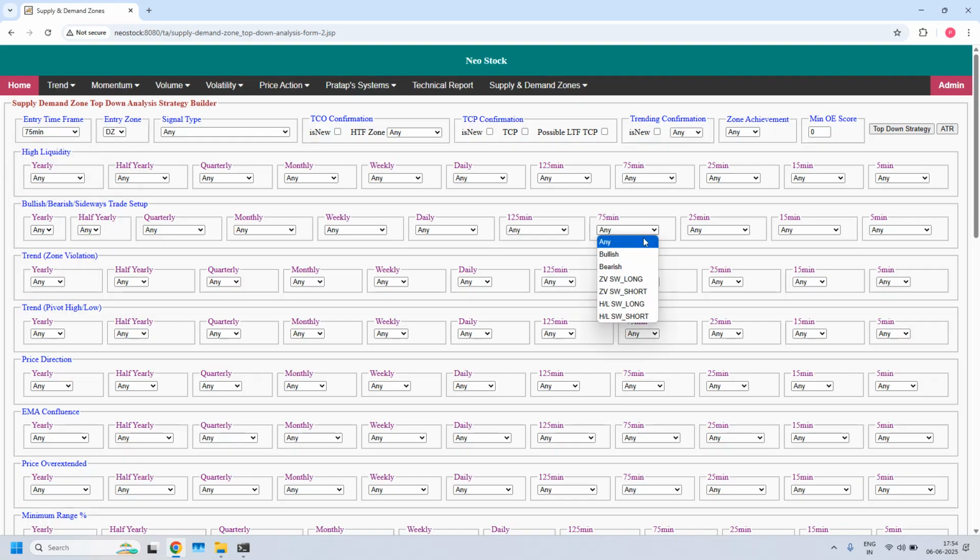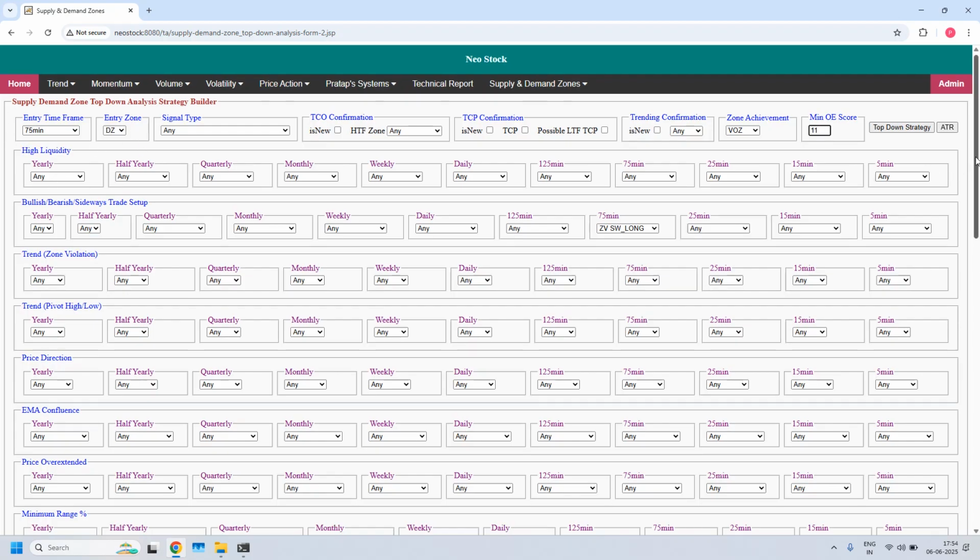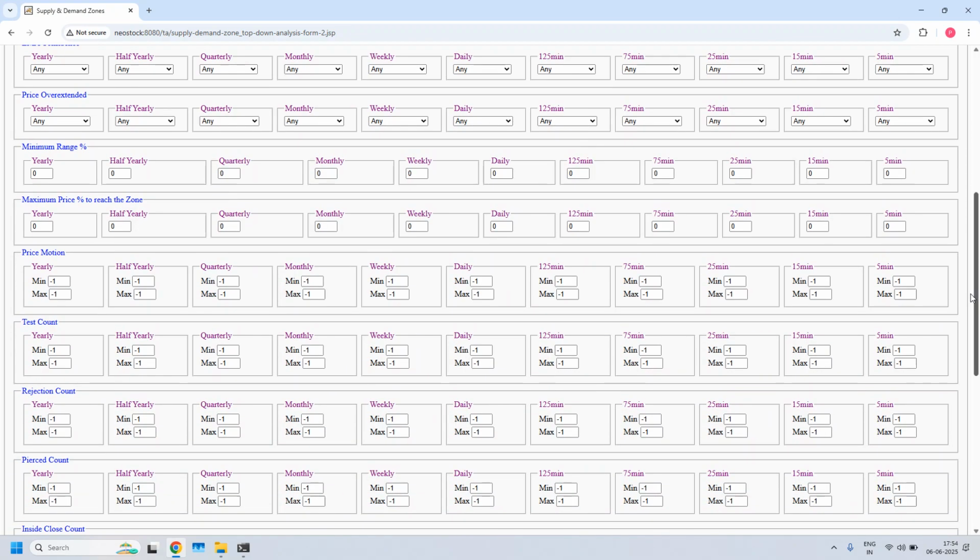Here at 75 minutes I am selecting sideways long, zone achievement VOZ, minimum order enhancer score 11. One more filter I am adding on this 75 minutes demand zone, that is pierced count. So pierced count at 75 minutes, minimum value 0, maximum value 0. That means pierced count should be 0.